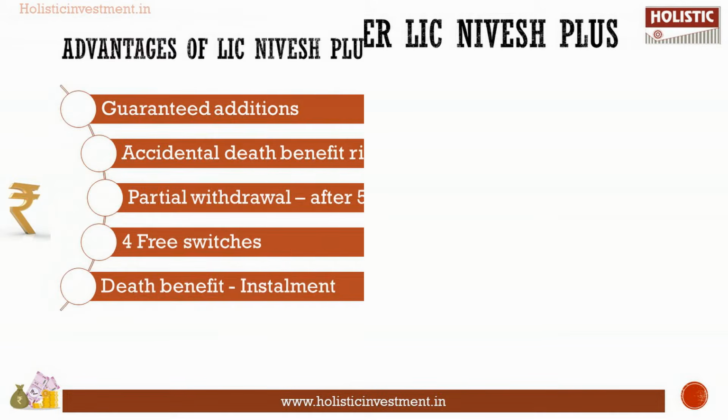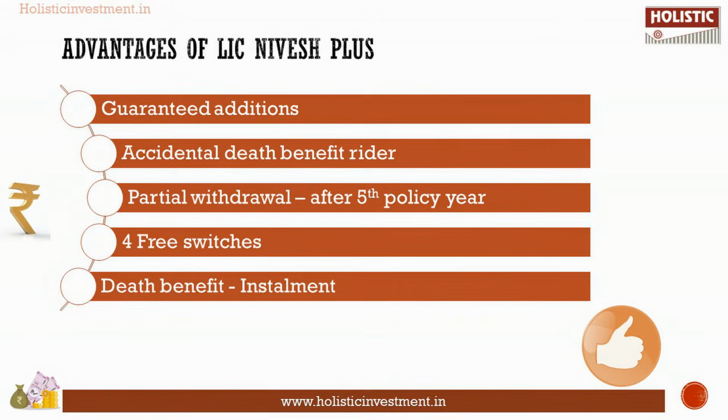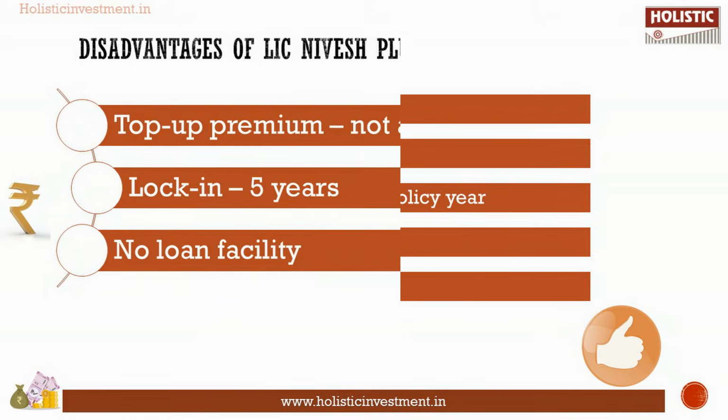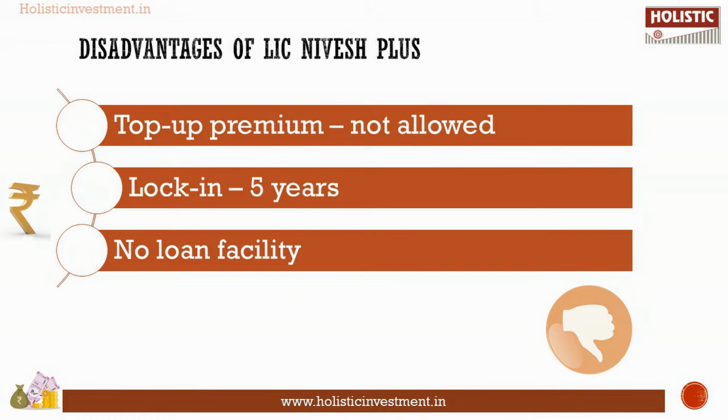Now we shall analyze the advantages and disadvantages of LIC Nivesh Plus. Advantages: guaranteed addition, accidental death benefit rider, partial withdrawals, 4 free switches, and using the settlement option you can receive the death benefit in installments. Disadvantages: no top-up shall be allowed under the plan. The lock-in period is 5 years. No loan shall be allowed under the plan.